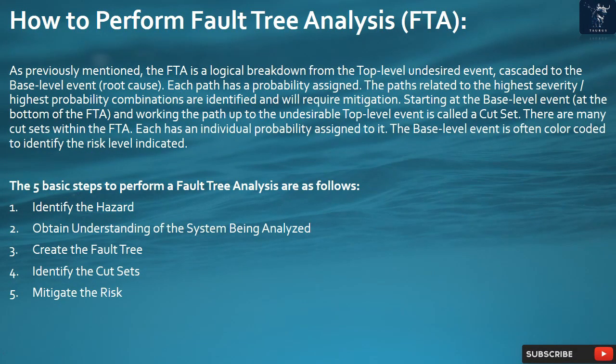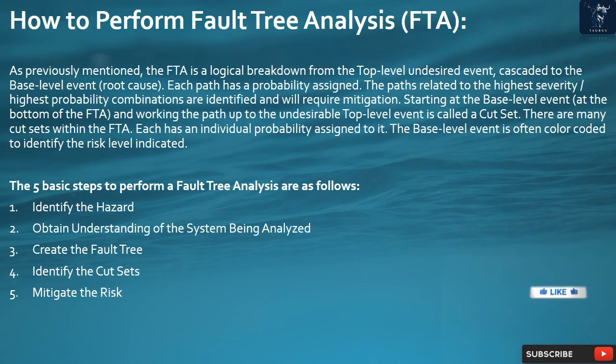How to perform fault tree analysis, FTA. As previously mentioned, the FTA is a logical breakdown from the top-level undesired event, cascaded to the base-level event, root cause. Each path has a probability assigned. The paths related to the highest severity/highest probability combinations are identified and will require mitigation.